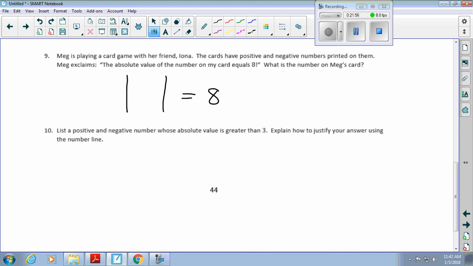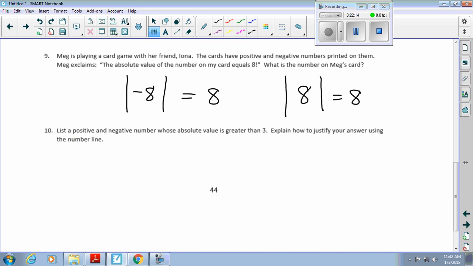What card could that be in there? What card could it be, Michael? -8. -8. Could it be another card? 8, I heard. Yes. Could it also be 8? You betcha.